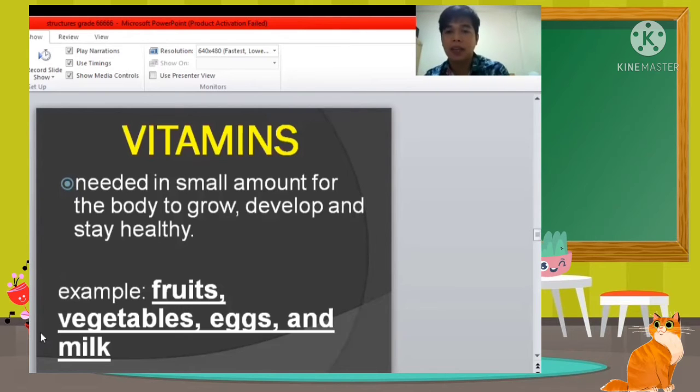Now let's proceed to vitamins. Vitamins are needed in small amounts for the body to grow, develop, and stay healthy. Do you have an idea what vitamins are? Can you give me an example of vitamins? I will give you 3 seconds. These are the examples of vitamins. We have fruits, vegetables, eggs, and milk. Read, students. Very good. Those are examples of vitamins.